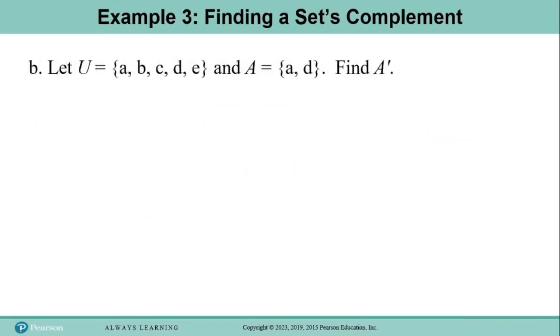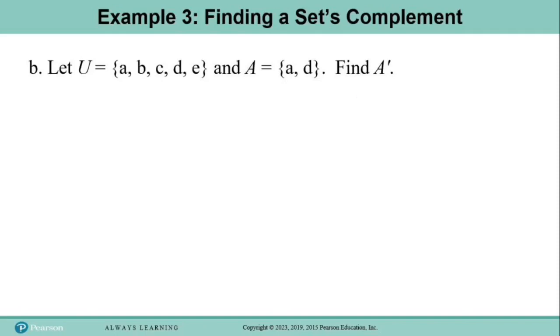Here's part B. It says let the universal set be the set containing A, B, C, D, E, and let set A be the set containing A and D. Find A prime. Now we don't necessarily have to draw the Venn diagram first. You probably can just look at this and tell what the elements of set A prime ought to be.